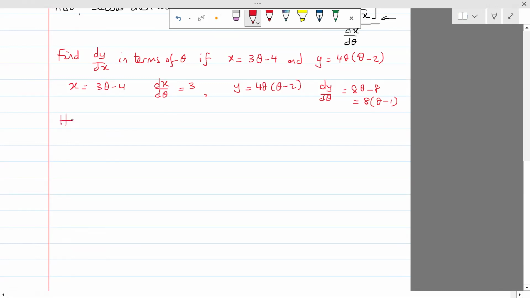Hence, dy by dx, this is dy by d theta over dx over d theta. This becomes 8 theta minus 8 over dx over d theta, which becomes 3. I can write it as 8 over 3 times theta minus 1.